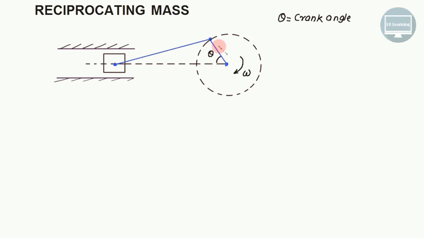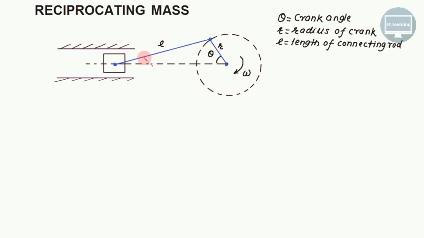Let r be the radius of the crank. Let L be the length of the connecting rod. This one is the connecting rod, and L is its length. Let gamma be the angle made by the connecting rod with the line of stroke. This one is gamma.